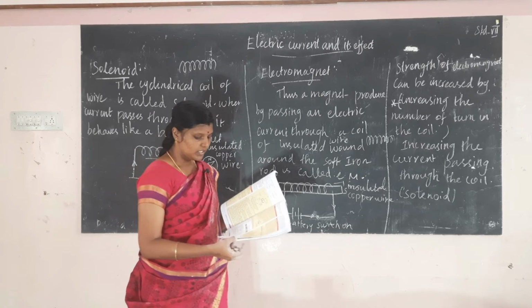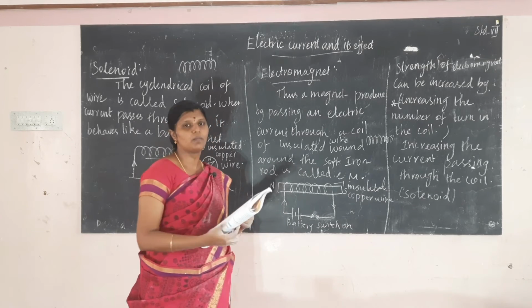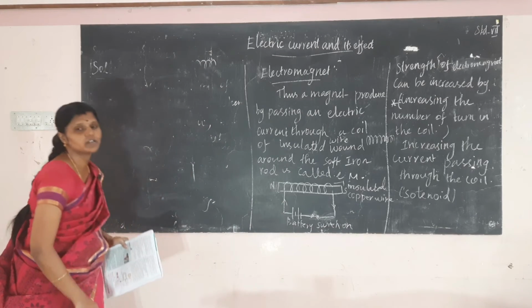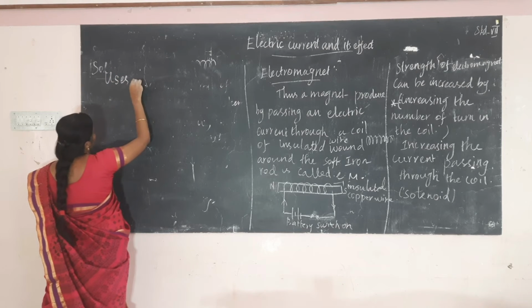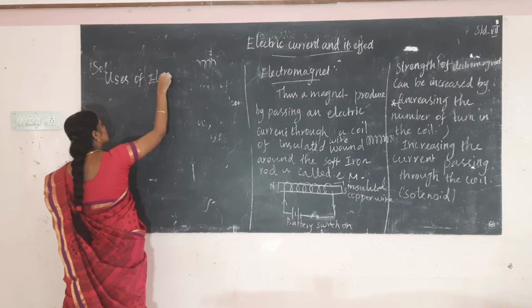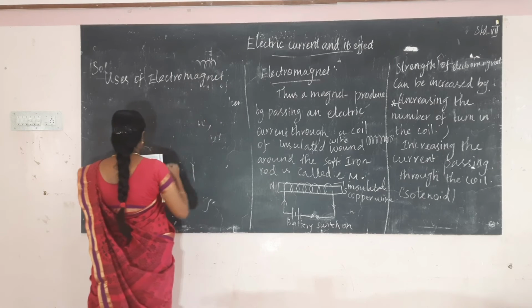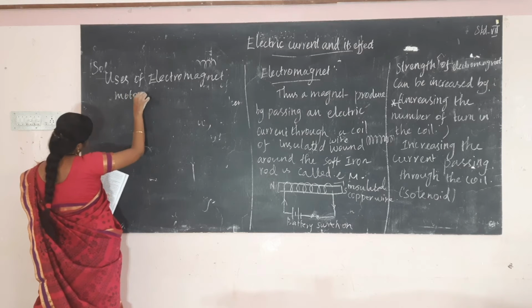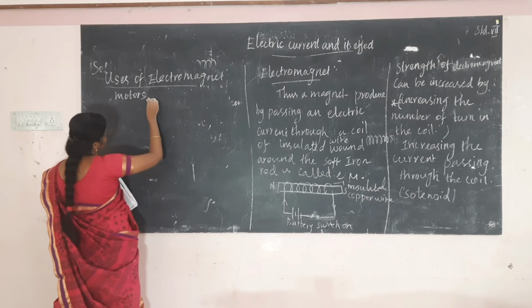Next, advantages of the electromagnet. What are the uses of the electromagnet? When will we use electromagnets? Electromagnets are nowadays used in many ways. The electromagnet is used in motors that drive fans, mixies and washing machines, etc.